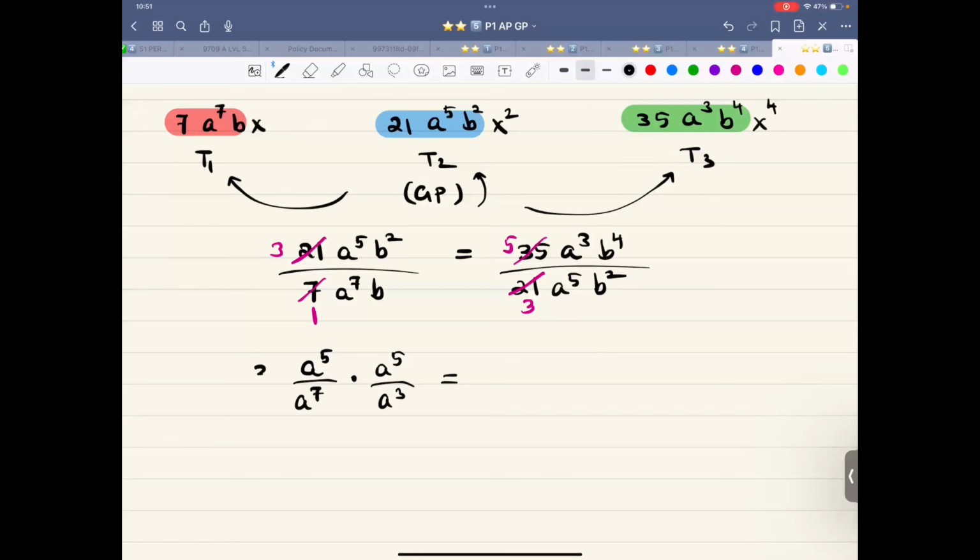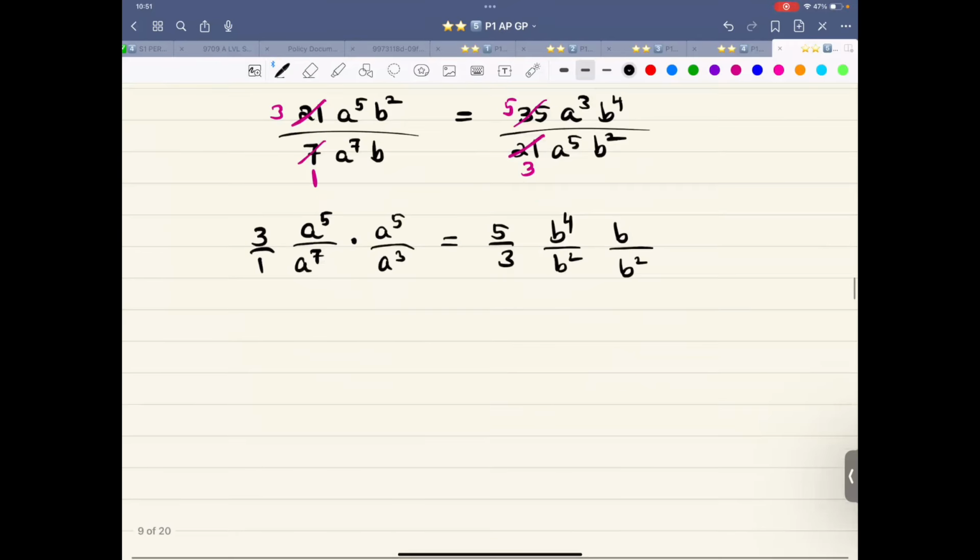So this is, there is a 3 over here. There is a 5 over 3 over here. This is 3 over 1. This is 5 over 3. This is b4, b square, that was already there. This b goes at the top. This b square goes at the bottom.